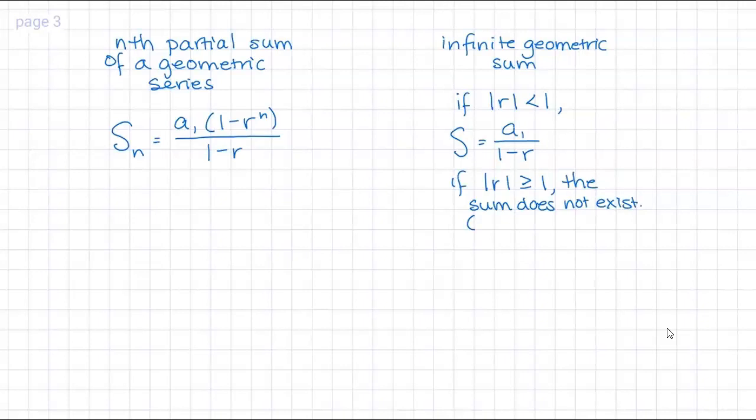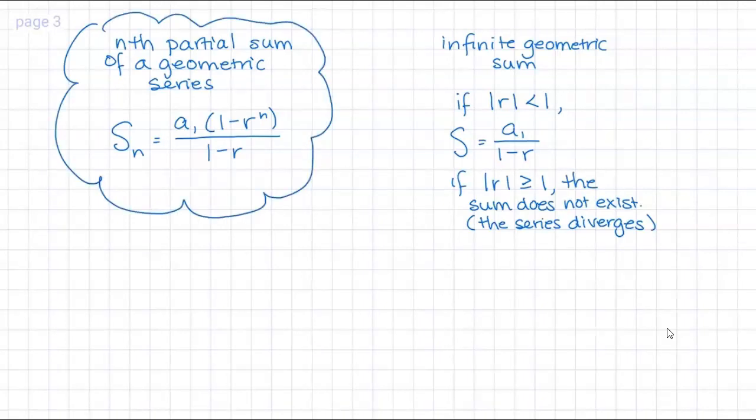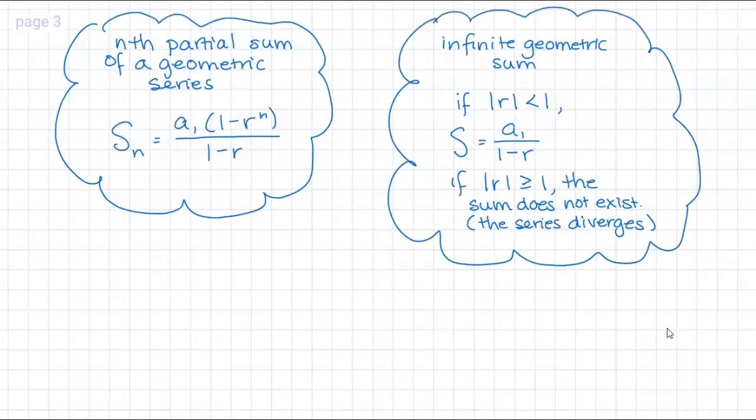You can say the sum does not exist. Sometimes you'll hear the term diverge. The series diverges. Diverges just means it doesn't tend towards a sum. It's not bounded by a number. It diverges. It doesn't converge to a number, so it diverges. So that's essentially the notes.